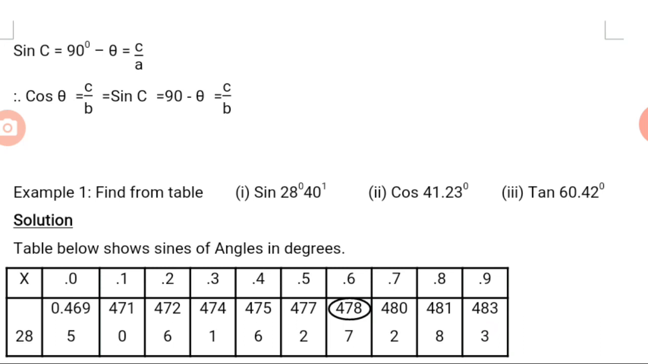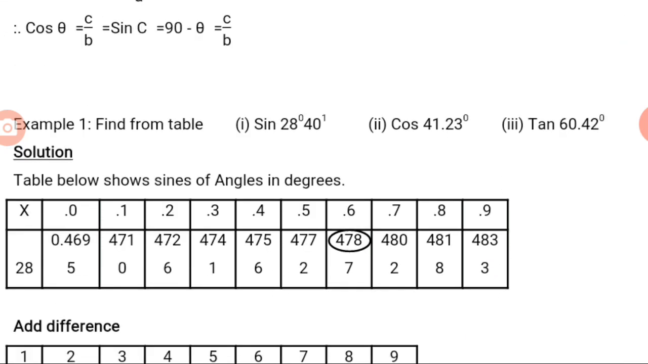Now let us look at this suitable example. Find from table, Roman figure 1, sine 28 degrees 40 minutes.